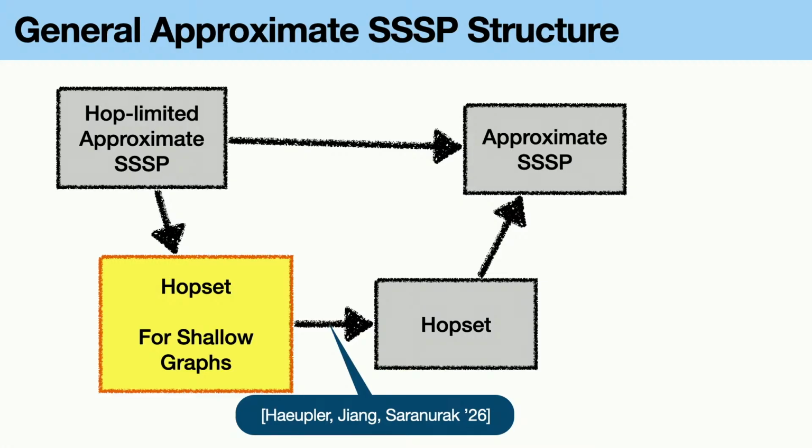The general structure of an approximate single source shortest paths algorithm is pretty much the same as the general structure for a reachability algorithm. We need some algorithm that solves the hop limited approximate problem. We're going to use that to build hop sets. We only need to worry about an algorithm that builds hop sets on shallow graphs, because very nicely, they also solve that reduction for the hop set problem. That will give us a hop set for general graphs. And once we have a hop set and hop limited approximate shortest paths, we can solve approximate shortest paths. The hard part is constructing this hop set.